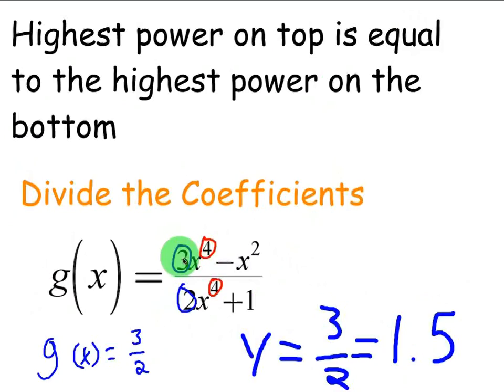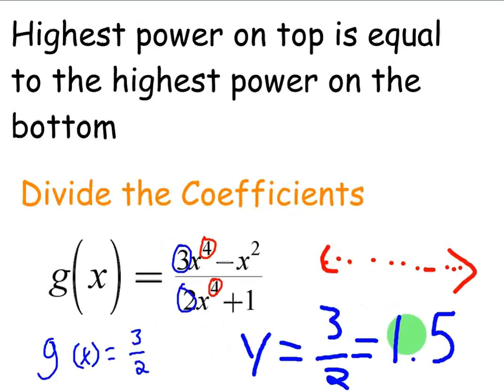3 is the coefficient of x to the 4th, which is the highest power on top. That's only if the powers are equal. There's one more rule we're going to go over after this. When you go to sketch this asymptote, you'll be using a dotted line, not a solid line, because remember, an asymptote is an imaginary line. So just keep that in mind when we go to sketch these.